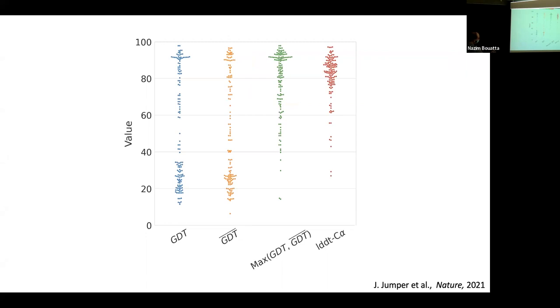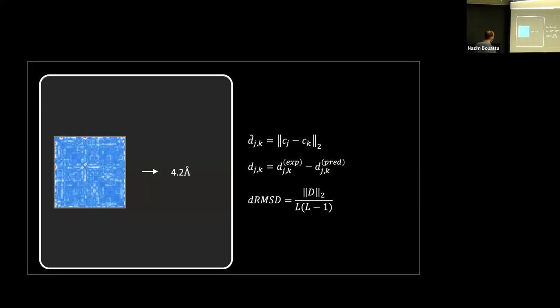Some proteins that were locally predicted well are still predicted very well with the GDT score, but you have this binomial distribution. And the immediate question is, why do we have this discrepancy between a local metric and a global metric? The reason in a nutshell is that the DRMSD metric that I mentioned earlier is not accounting for chirality.